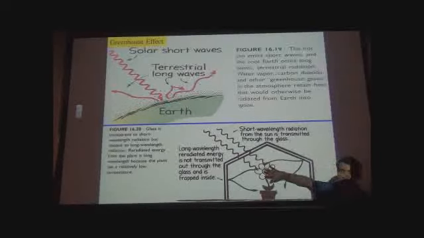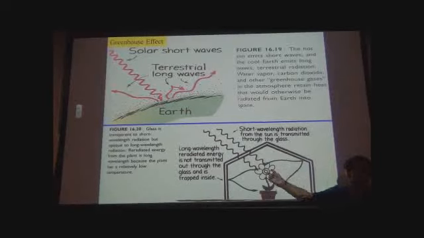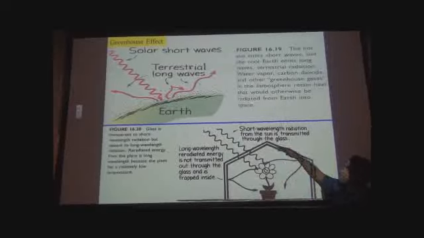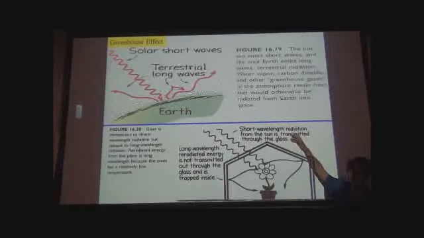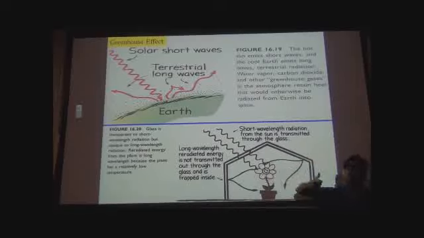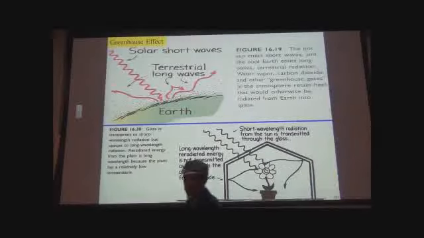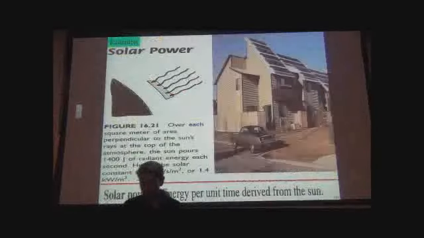Here's $100 coming to the flower. $98 get absorbed. $2 go out as a low energy wave, right? And that low energy is so low that it can't get back through the glass. So it bounces around in here. So the net effect is the energy inside the glass house keeps increasing. So that's what the greenhouse effect is based on. Right? Okay.